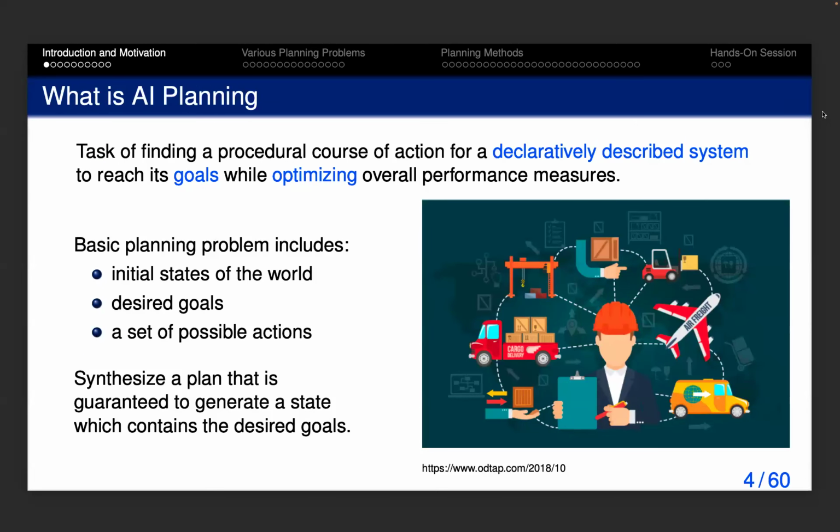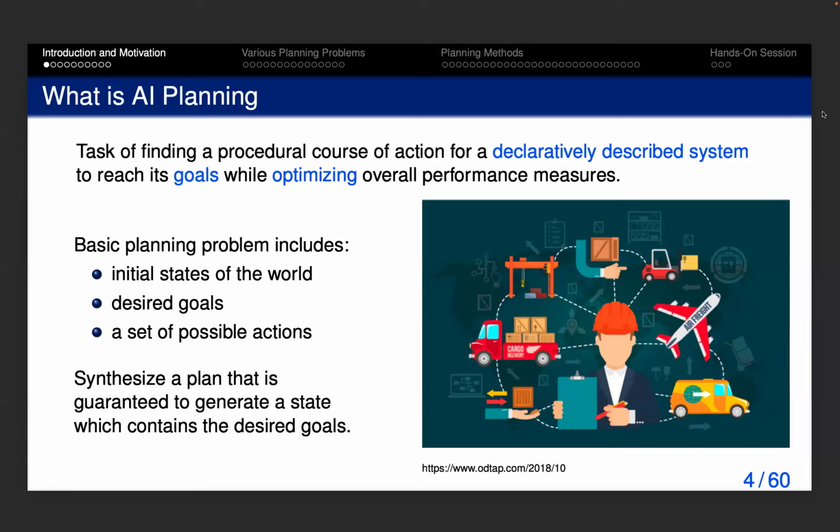So I know this is an ICAPS audience, but we're just going to level set here on some of these terminologies. So what is AI planning? AI planning is the task of finding a procedural course of actions for a declaratively described system to reach its goals while optimizing the overall performance measures. Typically, a planning problem includes an initial state, the goal state, and a set of possible actions. The objective here is to find a plan, which is a sequence of actions that will guarantee you to go from the initial state to a goal state.